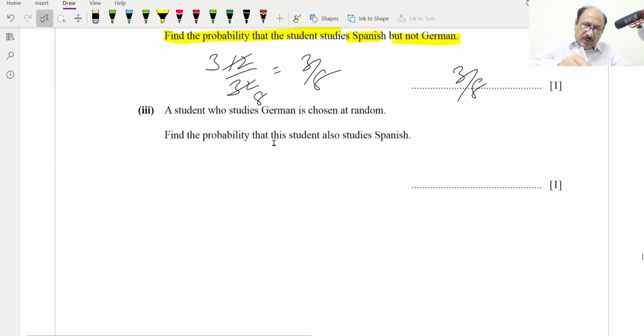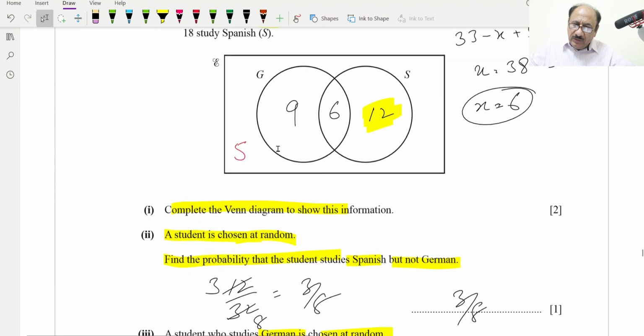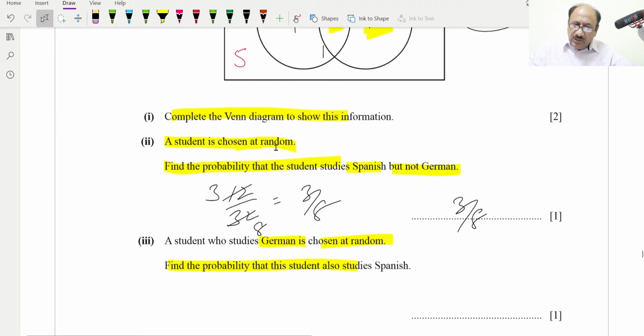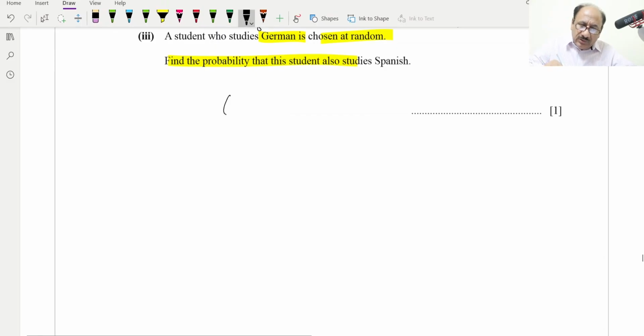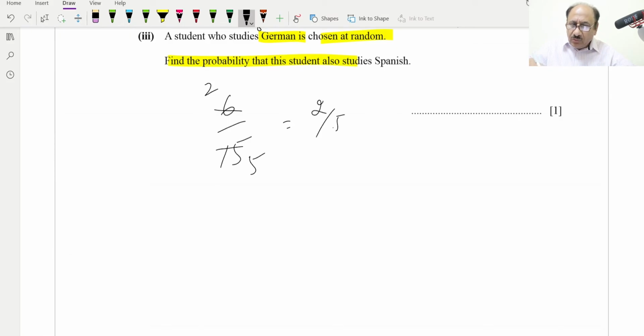And next, part 3: a student who studies German is chosen at random. Find the probability that this student also studies Spanish. So it will be 6 out of 15, and simplified, 3 twos are 6, 3 fives are 15, which is 2 over 5. So our answer will be 2 over 5 for this part.